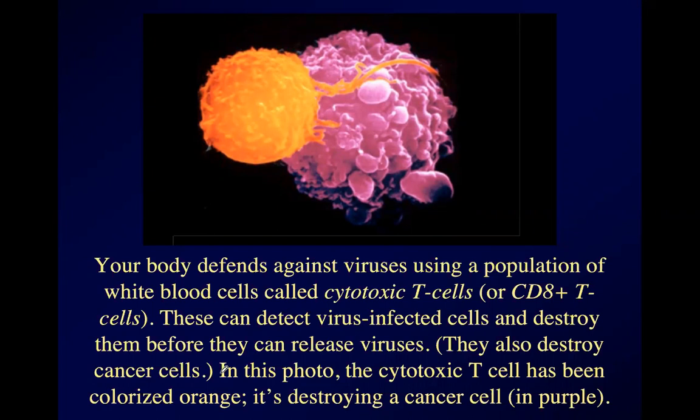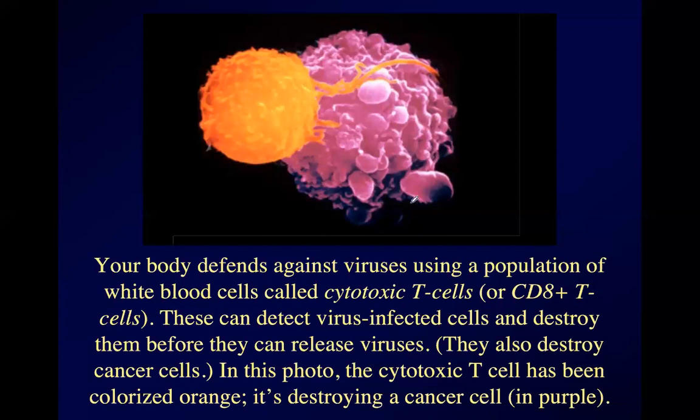In fact, you can produce so many white blood cells that if you've got a bacterial infection, your body will send so many white cells to fight that infection that they form pus. Pus is basically a huge mass of dead and dying bacteria and white blood cells. And there's one particular type of white cell called cytotoxic T cells. And in this photo, the original photo's in black and white, but somebody with Photoshop has colored the cytotoxic T cell orange.